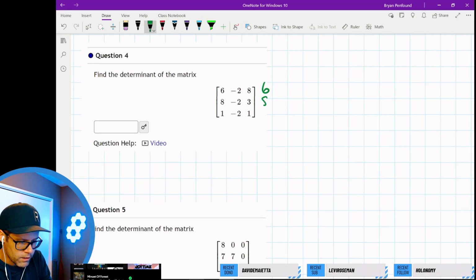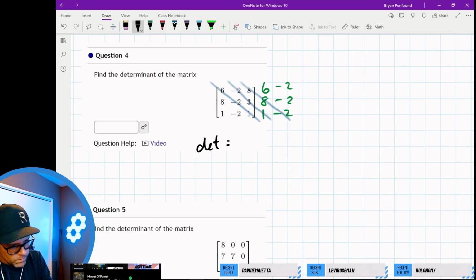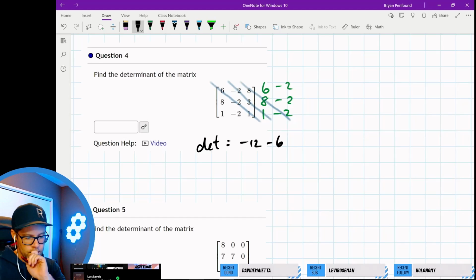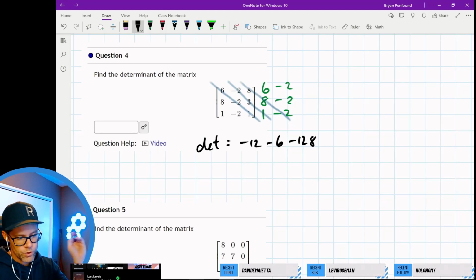I like doing the 3 by 3 quick method personally, where I take the first 2 columns, I rewrite them down, and then I calculate these 3 values and I add them. So 6 times -2 times 1, that is -12. And then we have -2 times 3 times 1, so -6. And then we have 8 times 8 times -2, so 64. That's -128. So those are the 3 that we add.